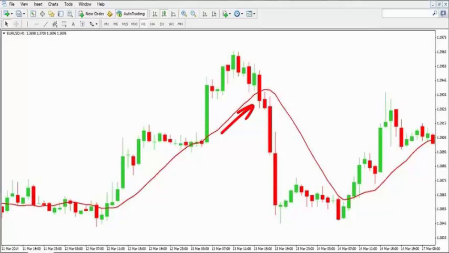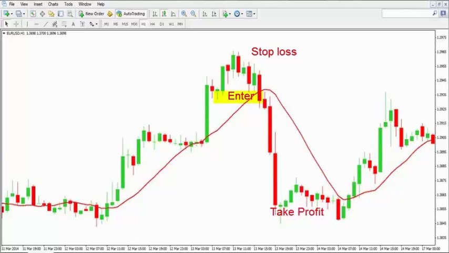When the market or the candles are below the moving average line, it can be considered a downtrend. When the market closes below the moving average line, your stop loss will go above the entry order at a safe place, and your take profit target will go below the entry order at a predetermined price level.